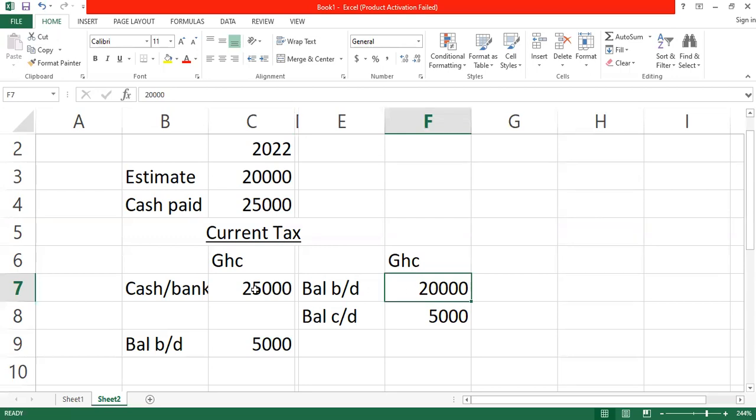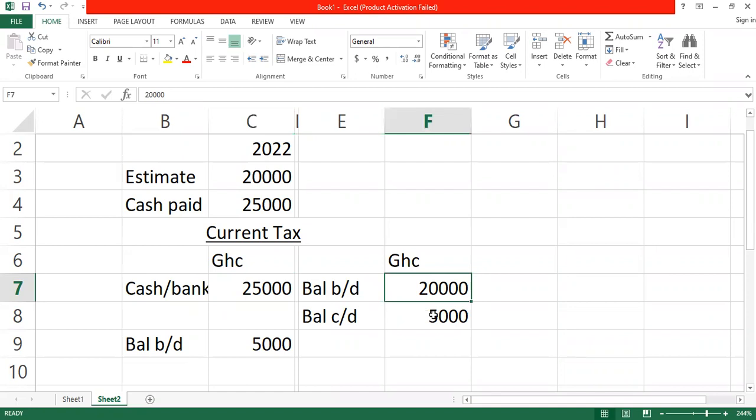But at the end of the day, GRA has given us 25,000 to pay, and we pay the 25,000. So if you pay, it means that cash is going to reduce, and the current tax also is going to reduce, which is a liability. So we debit the current tax account and credit our cash or bank, isn't it? But we are having 20,000 as the liability that we are estimating. Now they are giving us 25,000, isn't it?